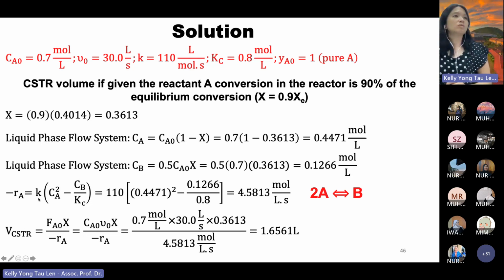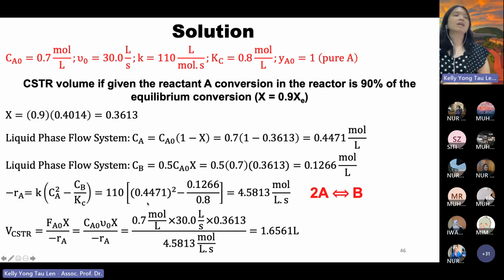So minus RA equals K, in bracket, where K is the reaction rate constant. In bracket, the concentration of your A, of your reactant, to the power of 2, minus the concentration of your product, B, technically to the power of 1, over KC. Okay, so we check one by one for minus RA. So the K is 1110.